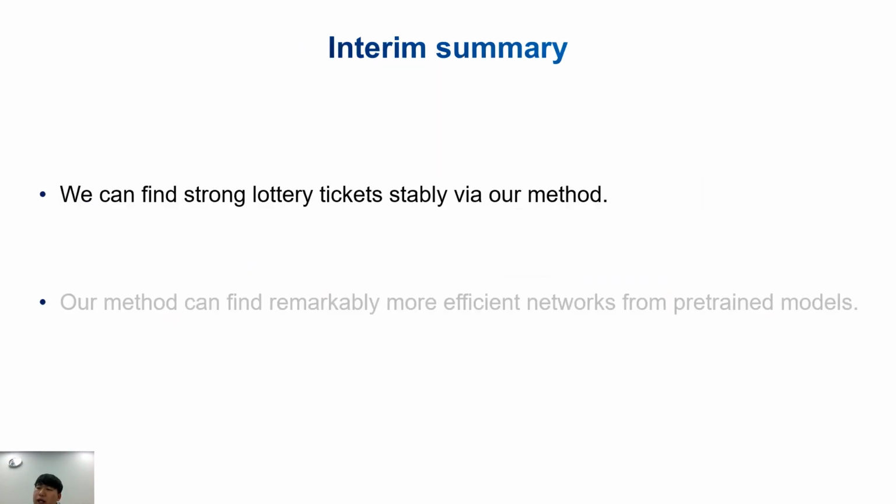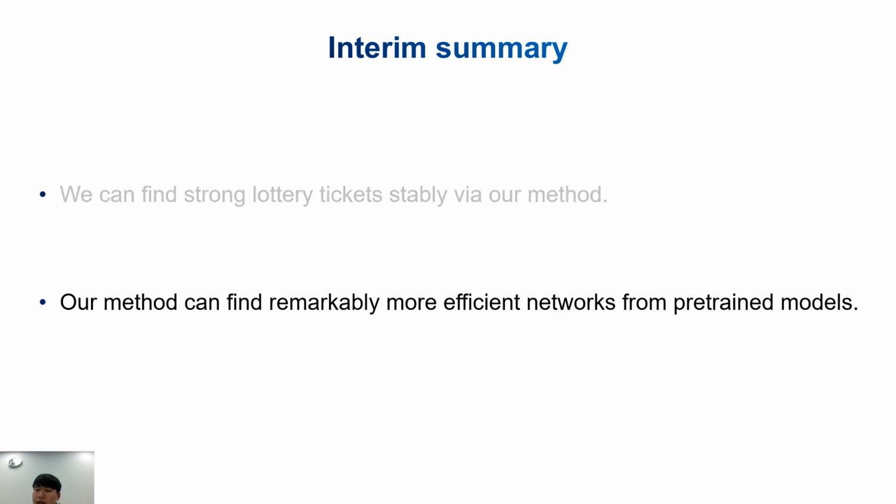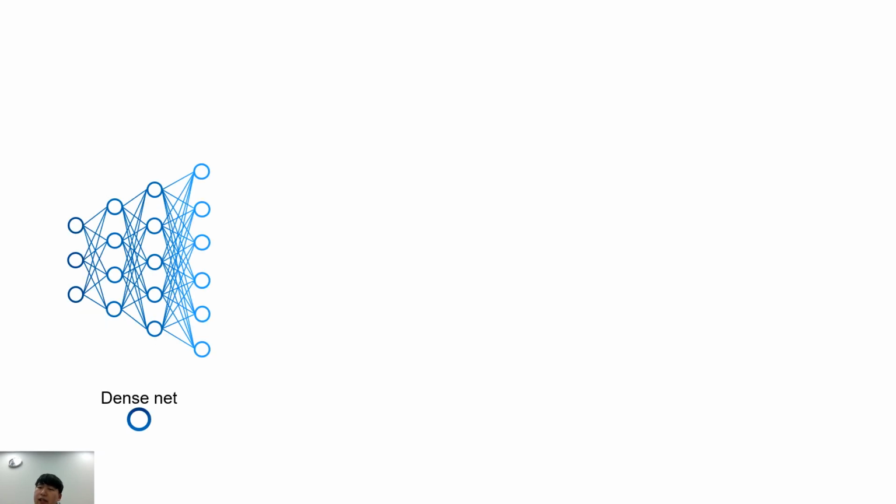Before I move on, I'd like to recap the main points. First, we can find strong authority tickets stably via our method. Second, our method can find remarkably more efficient networks from pre-trained models. Okay, let me turn to the issue of fine-tuning.